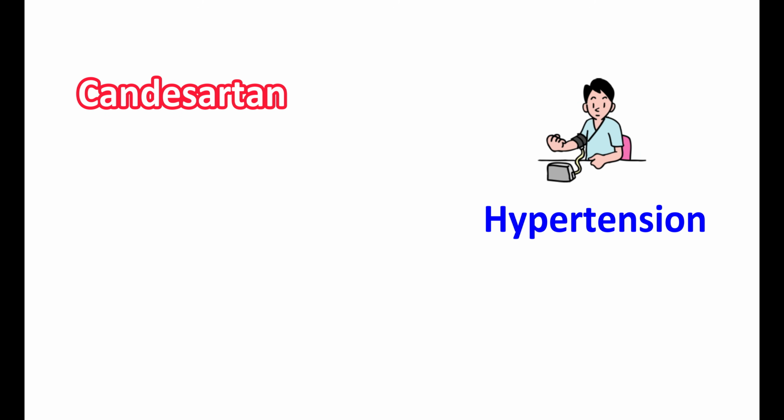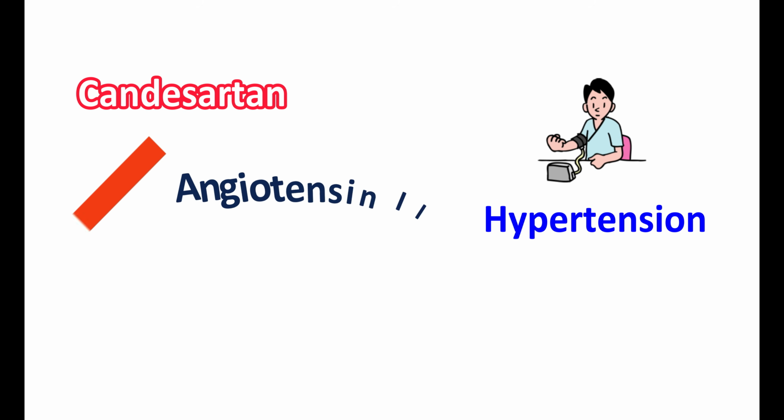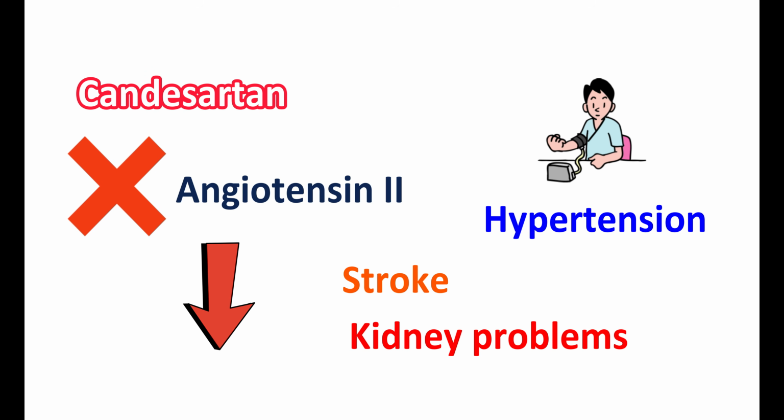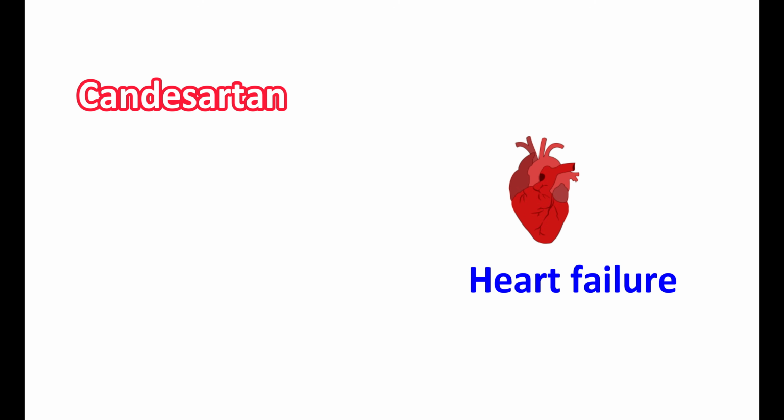Candesartan can be used in the treatment of hypertension, where it can reduce the blood pressure by inhibiting the actions of angiotensin 2. It can also reduce the risk of stroke and kidney problems in people with high blood pressure. Another use of this medication is in the treatment of heart failure, where it reduces blood pressure as well as reduces cardiac work. This improves the symptoms of heart failure.